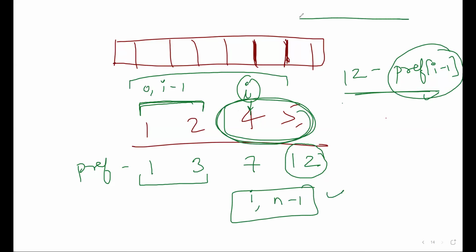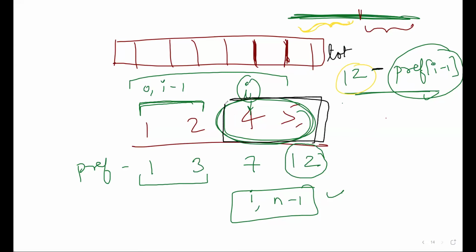It is similar like if you know sum of this part and you are looking for sum of this part, then just simply remove sum of left part, this. So that is what you are doing. 12 is nothing but you can say total sum also, because prefix of n minus 1 is going to be total sum only, sum of all the elements. So total sum minus prefix of I minus 1 will give you sum of element from current index to the very end, like from index I to the very end. So you can get the sum in that case.